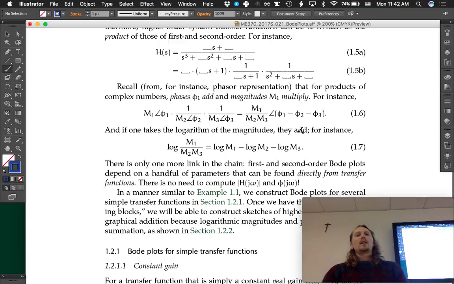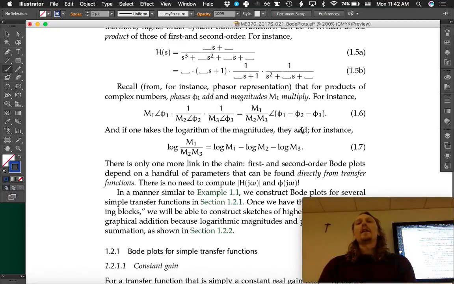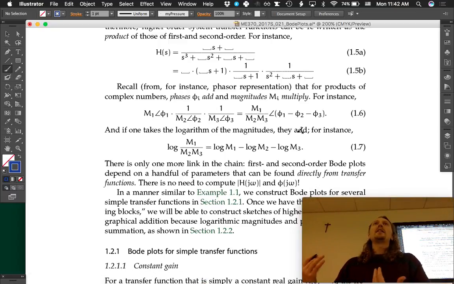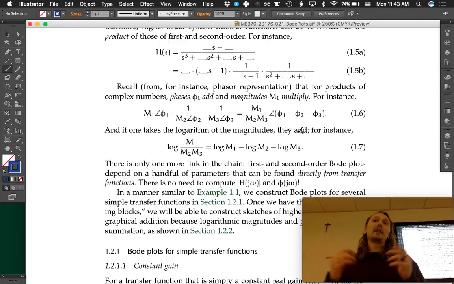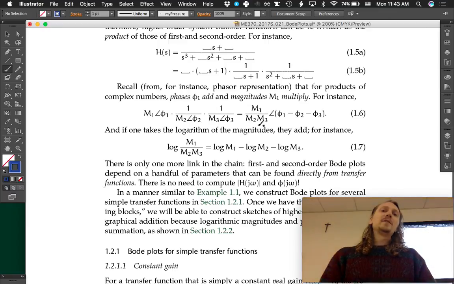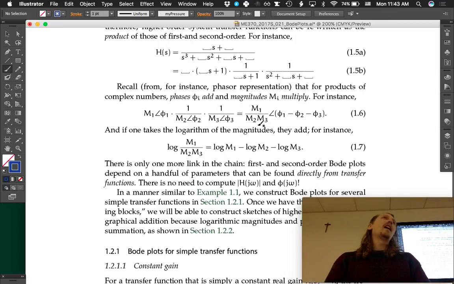Now, the phases are nice because graphically adding things is really easy, right? You've added graphically for a long time. Probably some of your earliest exercises with graphs was adding two graphs together. So it's not too hard to add graphically. But this magnitude thing, it's multiplied. They're multiplied together. And multiplying graphically is not easy. And dividing graphically, it's not easy.